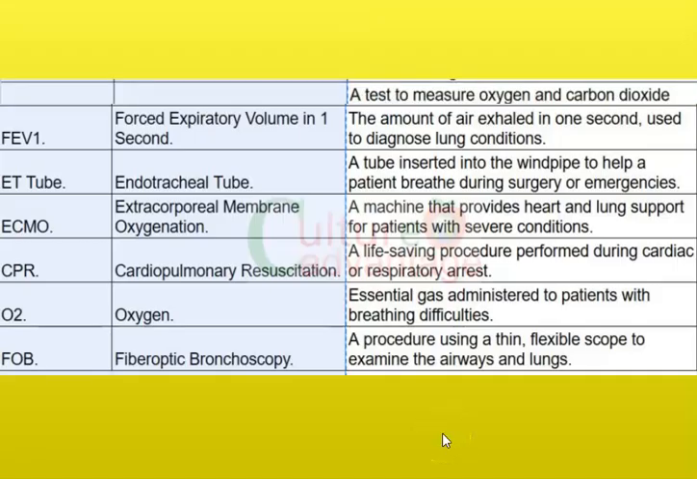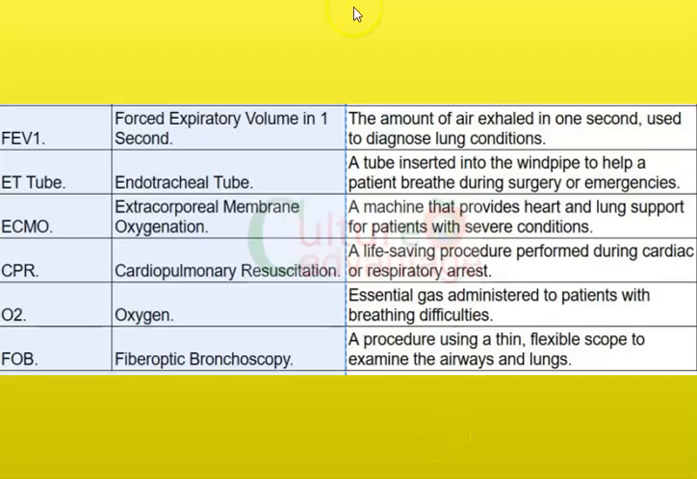ECMO, extracorporeal membrane oxygenation. A machine that provides heart and lung support for patients with severe conditions.